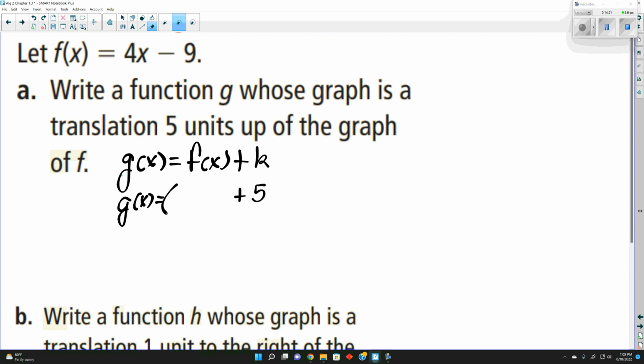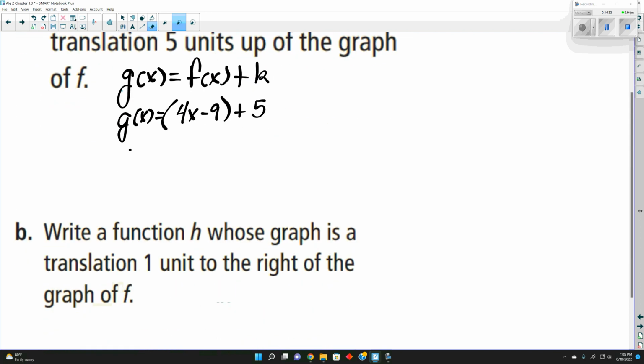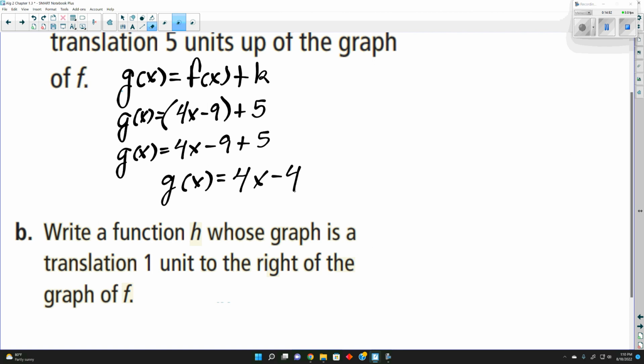Now again, just like with the first one, we're moving it up or down. We didn't change the function itself, so this is still going to remain. We can drop the parentheses because there's nothing in front of it besides 1. Combine like terms, so negative 9 plus 5. And that's it.